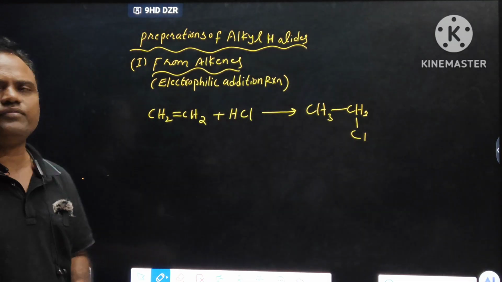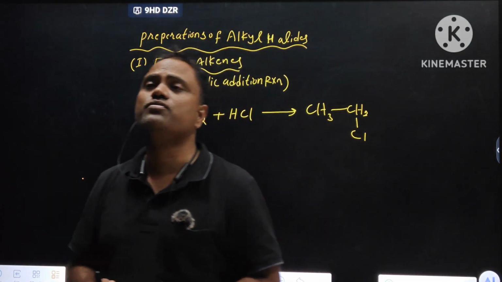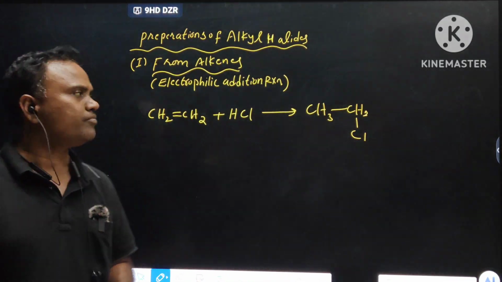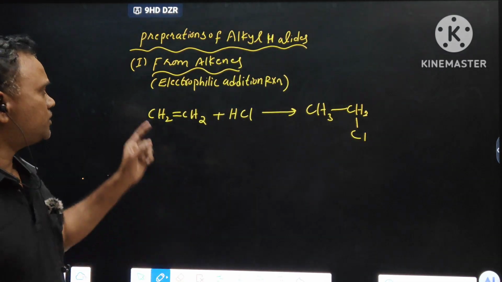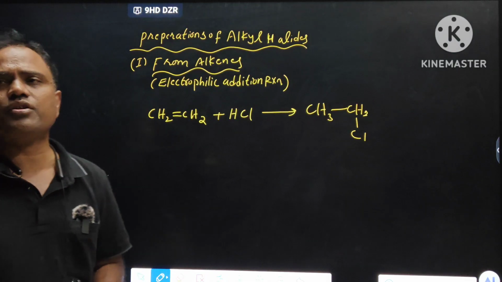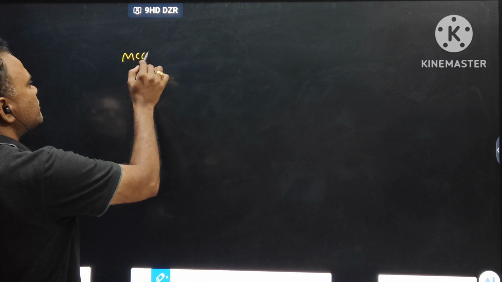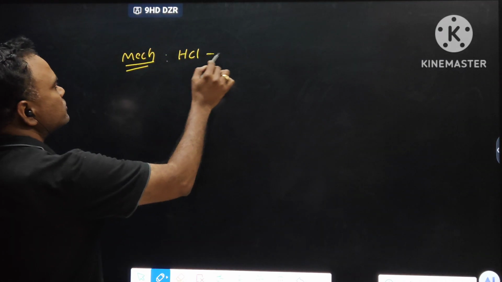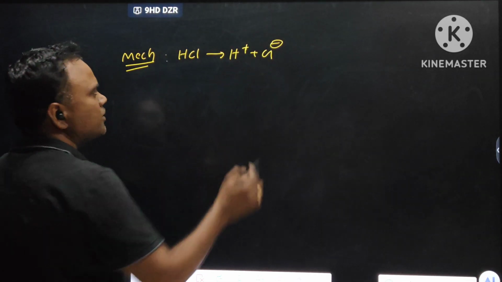Let us see the mechanism for it, and what is formed as intermediate in the mechanism. For this we are going to write a mechanism, keep heading, and that mechanism comes under electrophilic addition reaction of first year. Clear? Right. First one, split HCl. HCl dissociates into H plus and Cl negative.